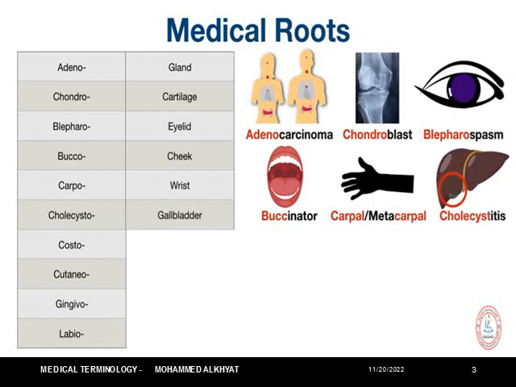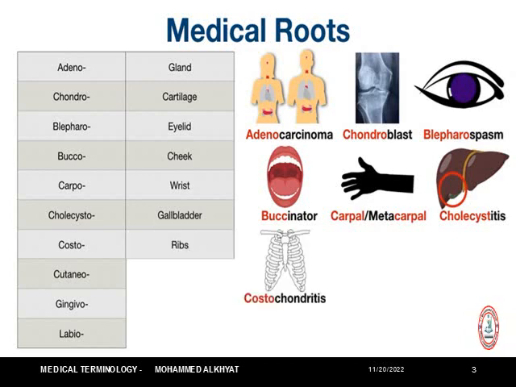Next we have cholecysto, which relates to the gallbladder. For example, cholecystitis is inflammation of the gallbladder. The next root word is costo, which means rib. A good medical term to use here is costochondritis because we just learned what chondro meant. Remember, chondro refers to cartilage, and we hinted earlier that itis means inflammation. So costochondritis is inflammation of the cartilage of the rib cage or chest wall.